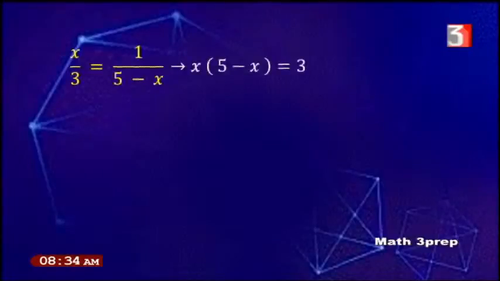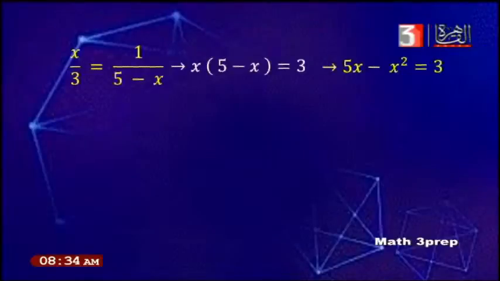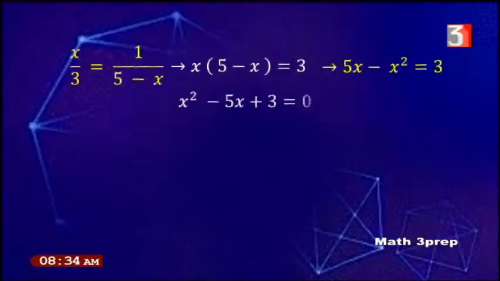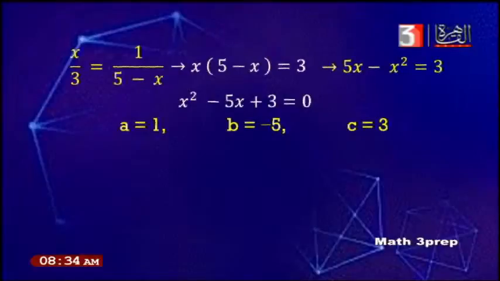What are you going to do? You are going to do cross multiplication. So it is x multiplied by 5 minus x equals 3 times 1, which gives 3. Then by multiplying x by 5 minus x, it is obtained as 5x minus x to the power of 2 equals 3. By putting all of the terms on one side and 0 on the other side, you obtain an equation as x squared minus 5x plus 3 equals 0. Can you find the value of a? It is 1. b is negative 5, and c equals 3.